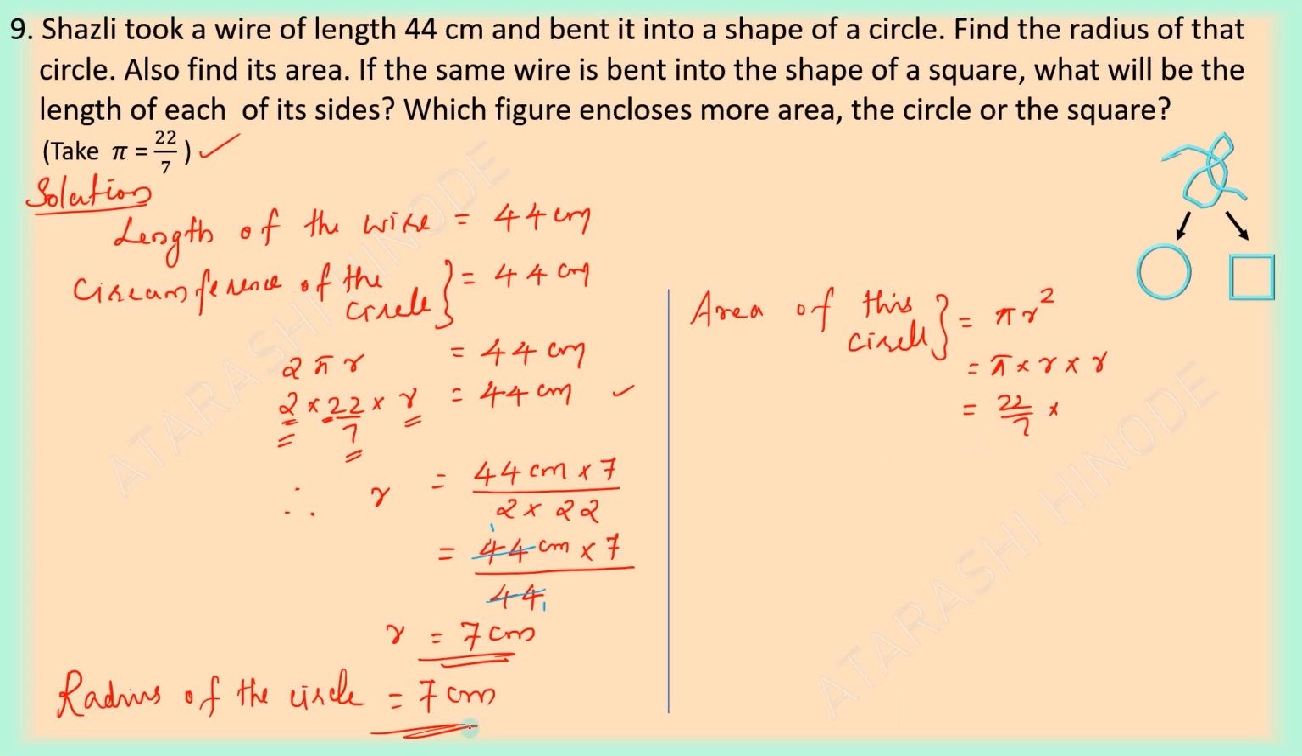R is the radius of this circle, that we got as 7 centimeter. So we can write 7 centimeter into again r, that is 7 centimeter. Here we can cancel this 7 and this 7. So this becomes 22 into 1 centimeter into 7 centimeter, that is equal to 22 into 7.